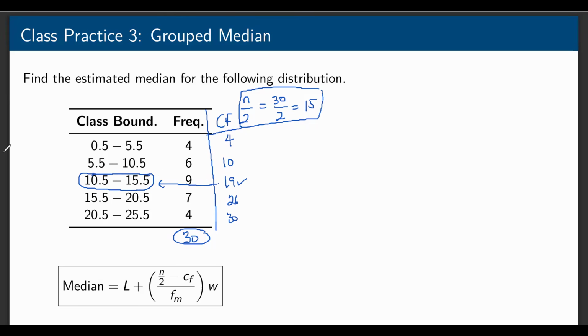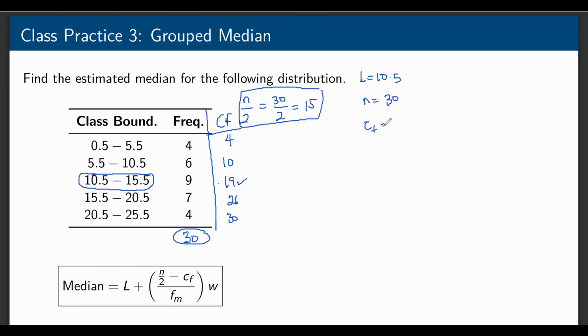Okay, so that's our median class. Moving on, we now have to find the various variables in the formula. So what is L? L is the lower class boundary of the median class. In this case, it's 10.5. N is 30, total frequency.